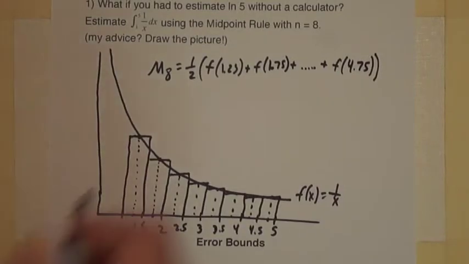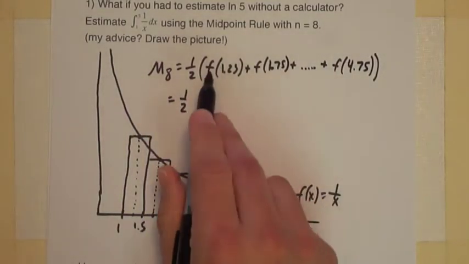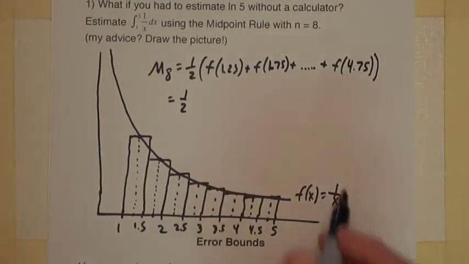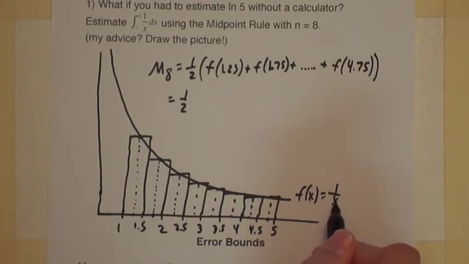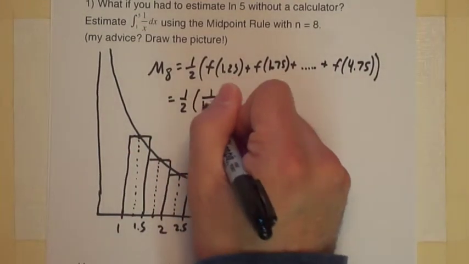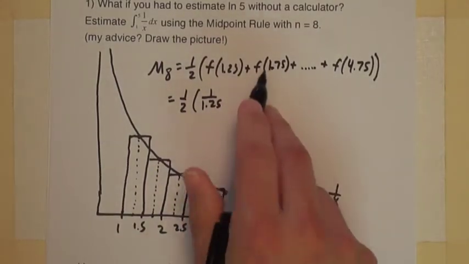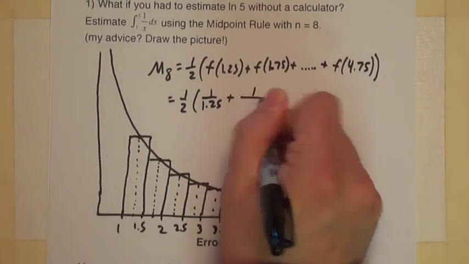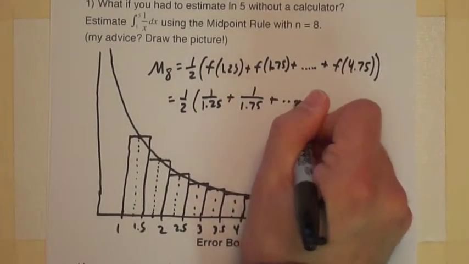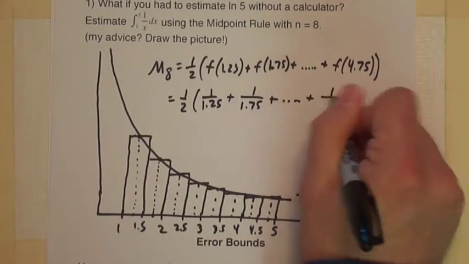And now we just have to figure out what this is. So f of 1.25, well, f of x is 1 over x. So f of 1.25 is 1 over 1.25. Similarly, f of 1.75 is 1 over 1.75. So we get this.